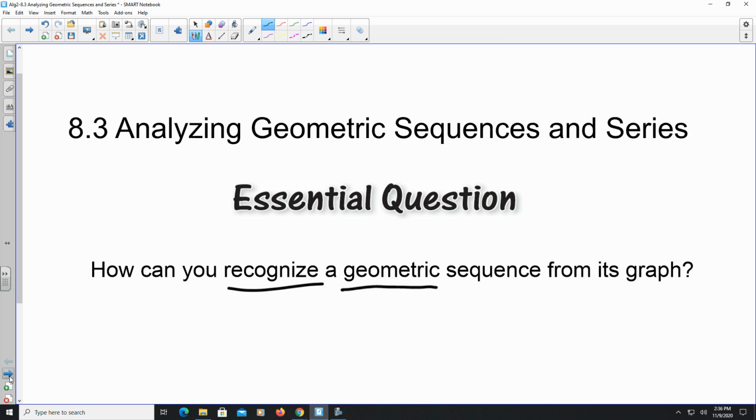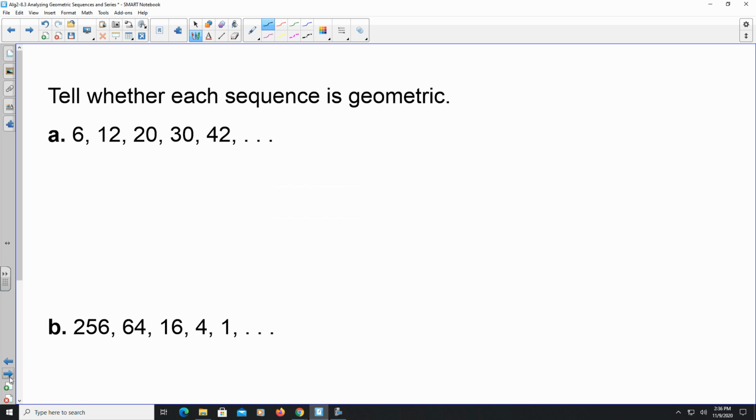And so if we look at these two examples here, if I were to divide 12 by 6, I would get 2. But if I were to take 20 and divide it by 12, I would get about 1.67. So since they're not the same common ratio, this is not geometric.